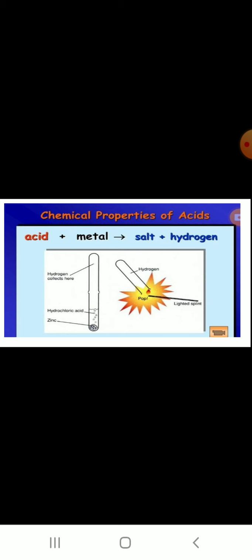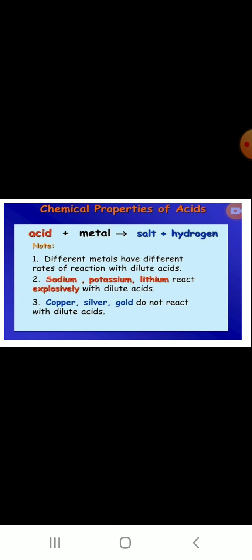So in the picture you can see a pop sound. The pop sound is due to H2, that is hydrogen. This is about how acids react with metals and form a salt and hydrogen. Here an important note is given, and it is very important from the point of view of examination.